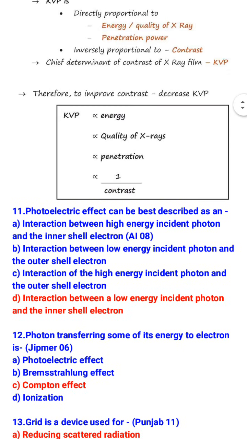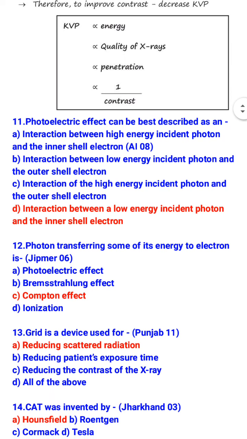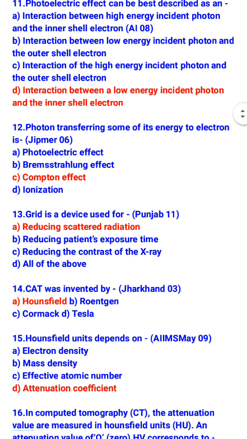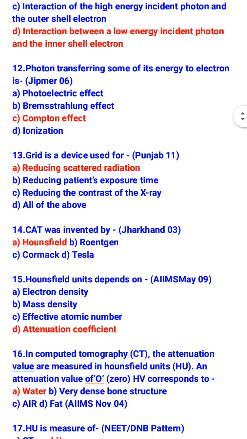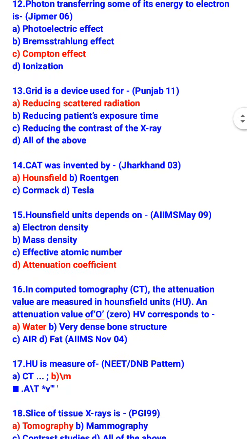The photoelectric effect can be best described as an interaction between a low energy incident photon and the inner shell electron. A photon transferring some of its energy to an electron is the Compton effect. A grid is a device for reducing scattered radiation. CAT was invented by Hounsfield. Hounsfield units depend on the attenuation coefficient.